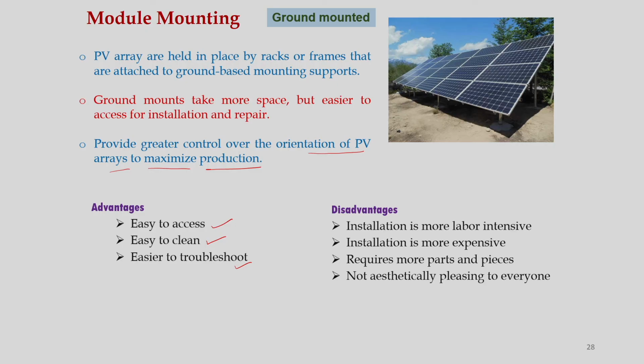And other disadvantages, like installation is more labor intensive, installation is more expensive, it requires more parts and pieces, and it is not aesthetically pleasing to everyone. Okay? So, sometimes people claim it looks bad if we install this kind of system maybe near the playground or near their garden. So, this is one of the disadvantages of the ground mounted PV system.